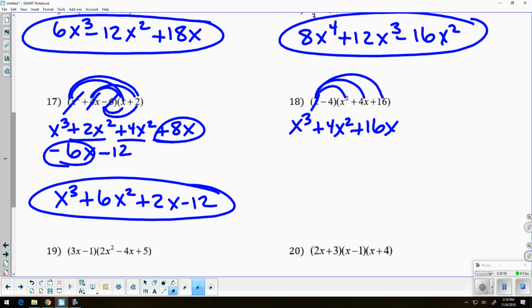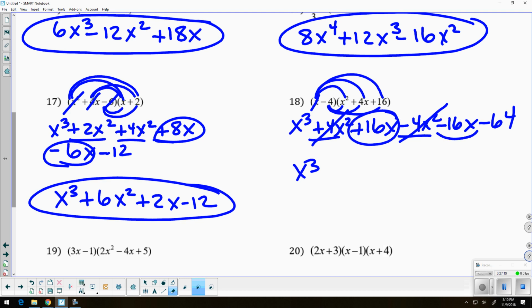And now distribute negative 4 to all three. So we'd have minus 4x squared, minus 16x, and then minus 64. And again, just clean it up. Combine your like terms. So you've got your x cubed still. The x squared, so we got positive 4x squared minus 4x squared. Well, those cancel. And then we have positive 16x minus 16x. Those cancel. All we have left is minus 64.